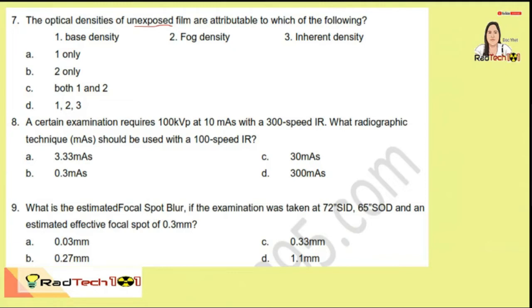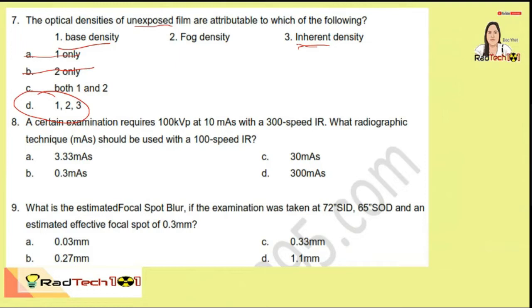So base density is correct, so lahat ng 1, so this is wrong na. Fog density, yun yung sabi ko, may base plus fog density. So number 2 is correct, so wrong ito kasi 1 and 2 dapat. So C and D na lang. Number 3, inherent. So pag sinabi natin inherent, when the film is being manufactured, meron na siyang inherent na base density. So yung density from kanyang base ng ating film. So 1, 2, and 3 are correct.